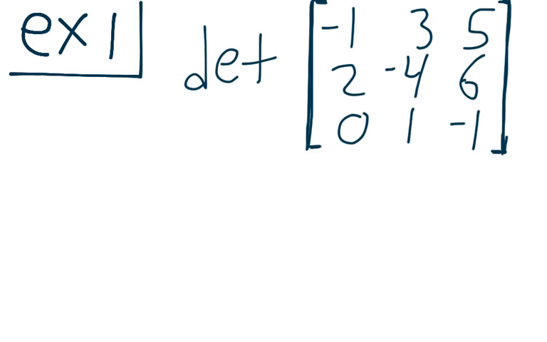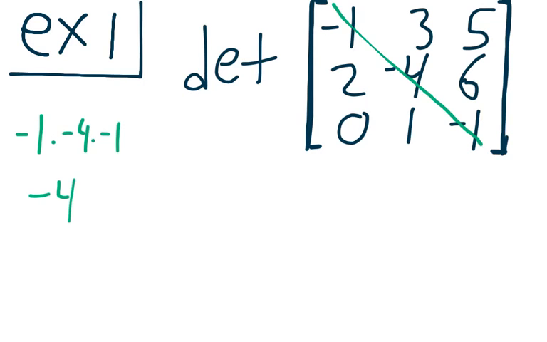This matrix here is also straight from your book on page 206, I believe. But anyways, here's how you find the determinant. Actually, first I'm going to do one for you, then I'll explain what I did. So just watch me do this here. I'm going to do 1 times negative 4 times negative 1, so negative 1 times negative 4 times negative 1. That will be negative 4.